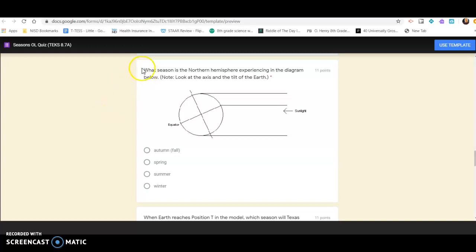What season is the northern hemisphere experiencing in the diagram below? Note, look at the axis and the tilt of the Earth. Is the northern hemisphere experiencing autumn or fall, spring, summer, or winter?